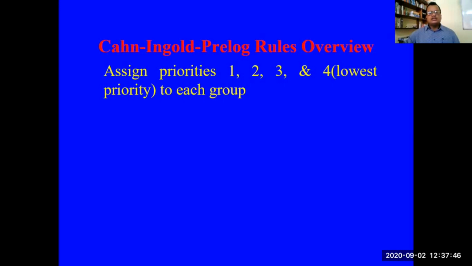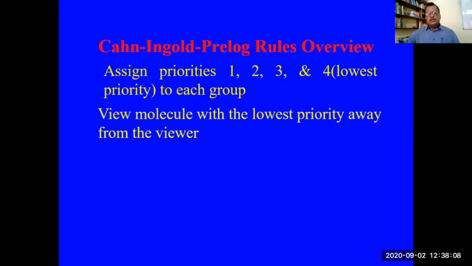And in the RS nomenclature, you have to assign priority to the 4 different atoms or groups. The highest priority is 1. Already you know that 1 always stands first, then second, then third, then fourth. Fourth is the lowest priority. Then you will have to view the molecule so that the lowest priority is away from you. I will show you one molecule.